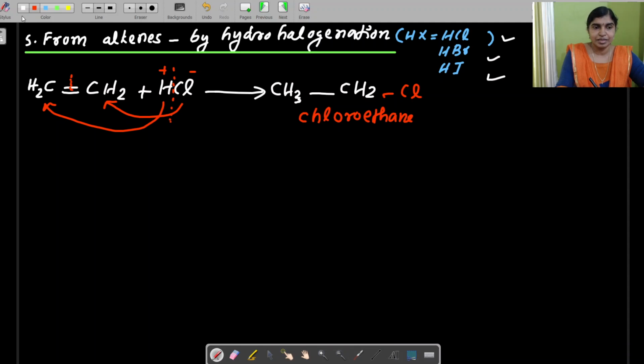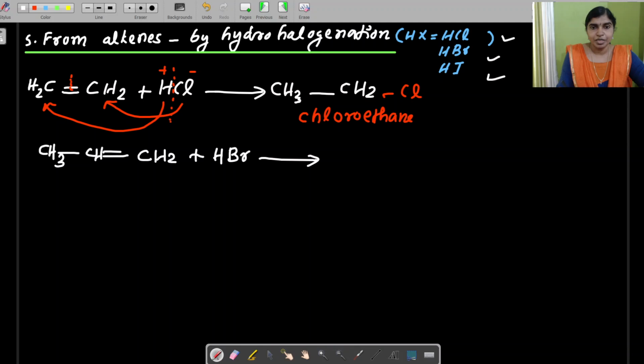If you're starting with a 3 carbon member, how will you write the structure? You put 3 carbons like this, and you can add one double bond here or here, anywhere. And how will you complete this? This becomes CH3. Here 1, 2, 3, so you have to add one hydrogen there. 2 already, so 2 more. So the structure will be like this. Instead of HCl, you can add HBr here. Then what is the product obtained?